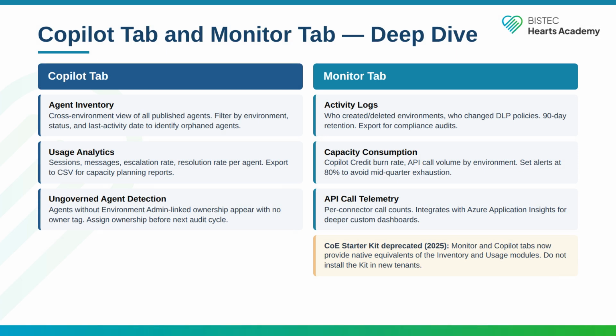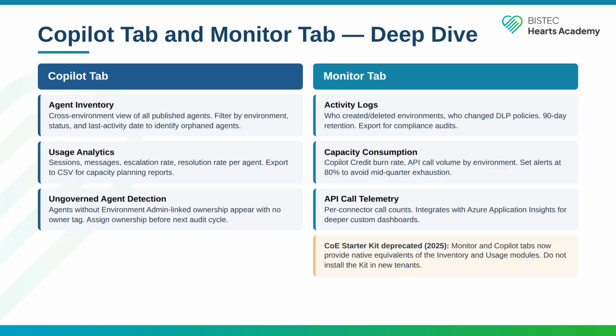The Copilot tab is your governance surface for the agent estate. The agent inventory gives you a cross-environment view of every published agent, filterable by environment, status, and last activity date. Orphaned agents, agents still running but never interacted with in months, surface clearly here. Before you go to your next budget conversation, pull this report. Every orphaned agent is consuming capacity that could be allocated elsewhere.